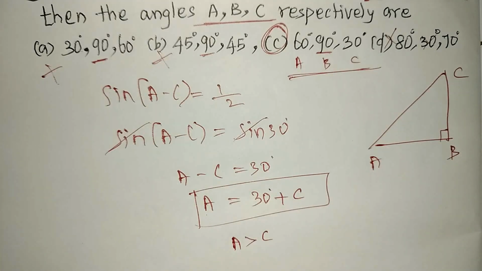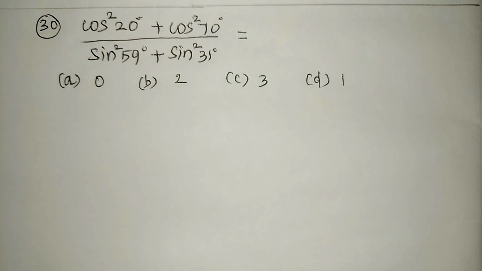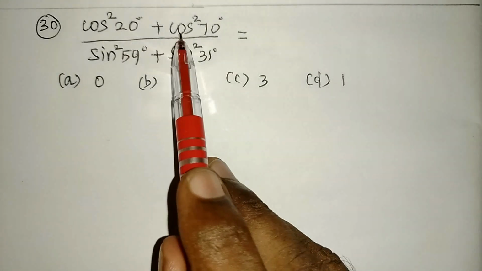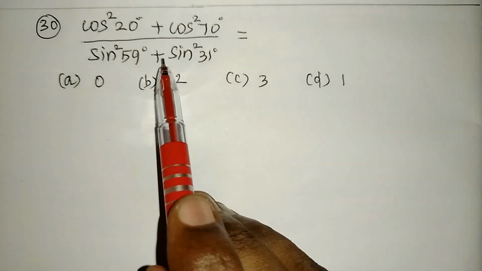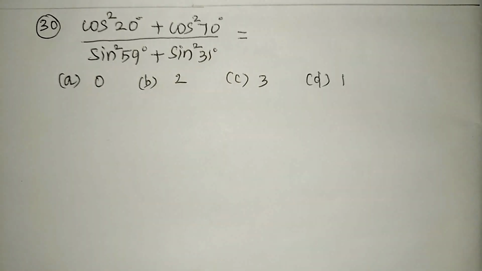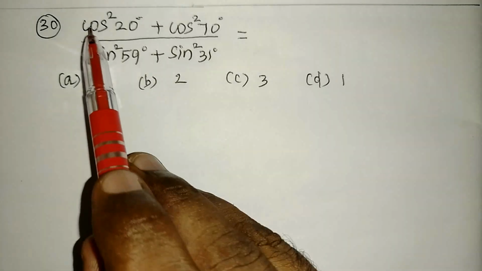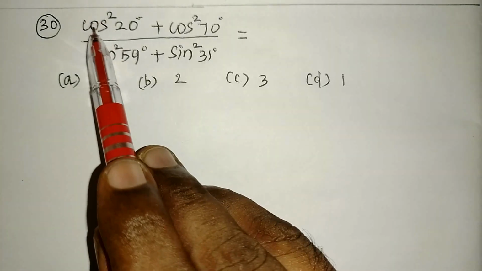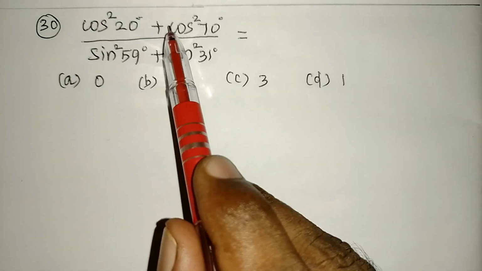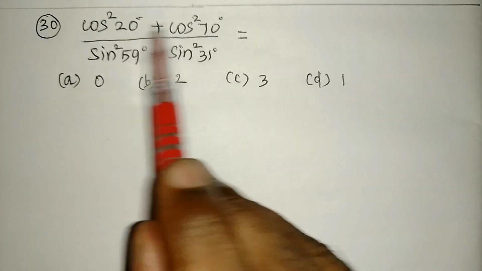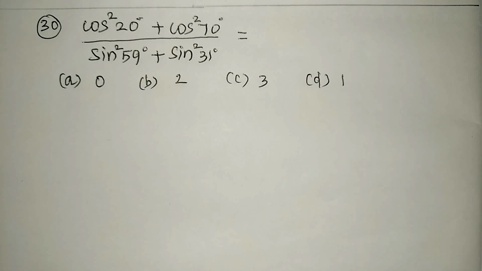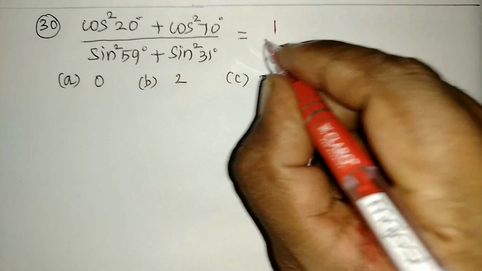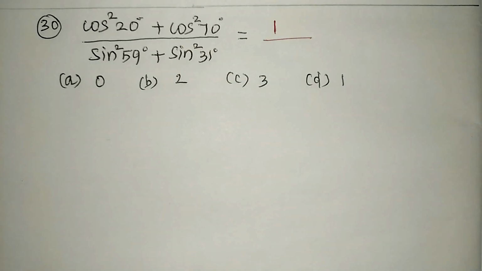Right. Now we'll go for question number 30. Cos square 20 degrees plus cos square 70 degrees, whole divided by sin square 59 degrees plus sin square 31 degrees. I have given one clue for this. If you are looking at the same function, cos square, at that time you have to add the angles. 20 plus 70 we are getting 90. If we get 90, the answer I said is 1. So substitute 1. Now see the denominator.